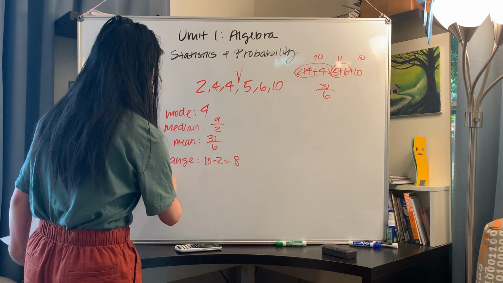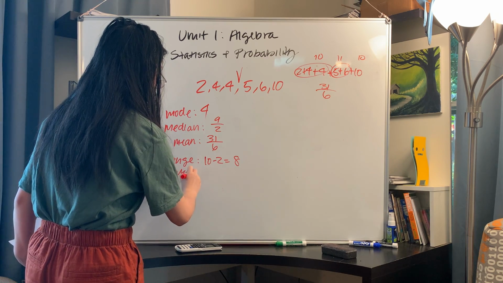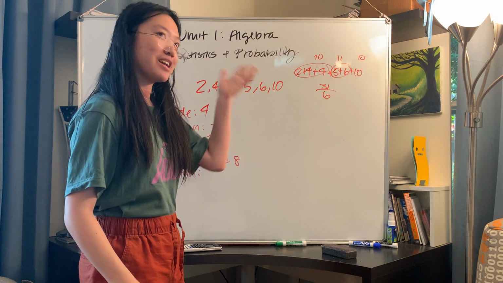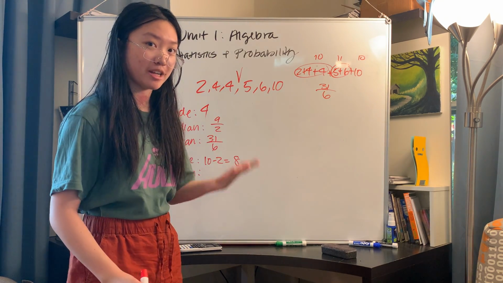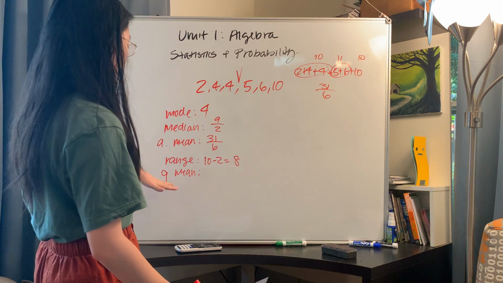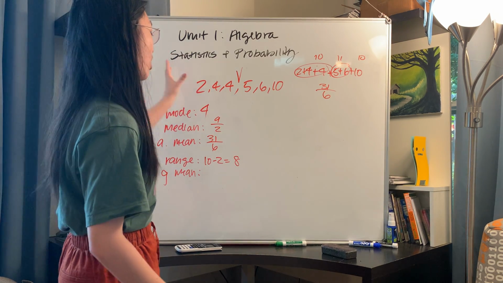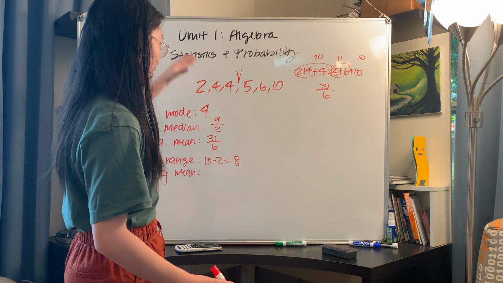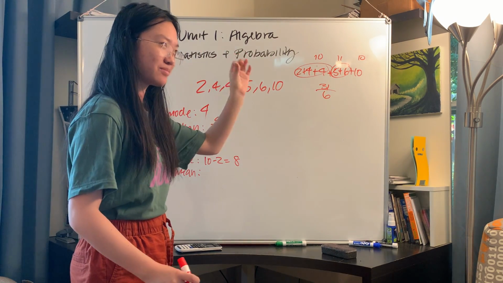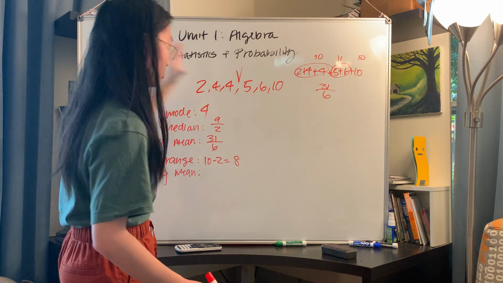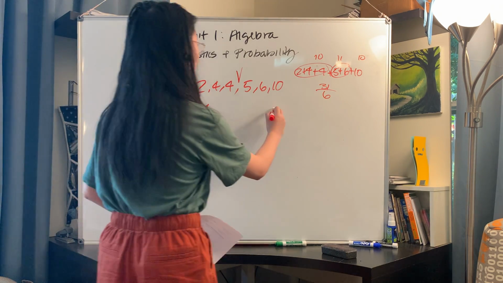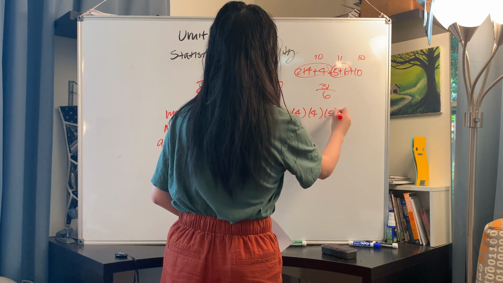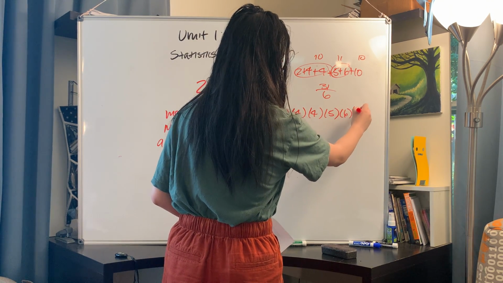And our geometric mean is a little bit more finicky. So if you remember geometric mean, we mentioned this before in our last unit about geometric sequences. But in this case, we are taking all of these numbers, multiplying them together, and then finding the sixth root of the product. So we have 2 times 4 times 4 times 5 times 6 times 10.